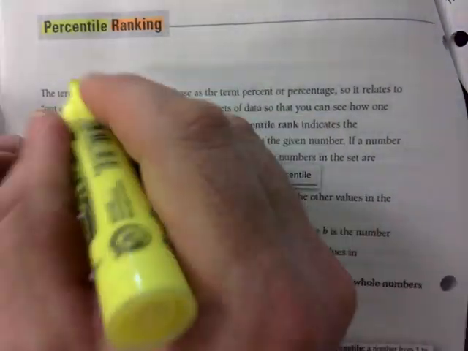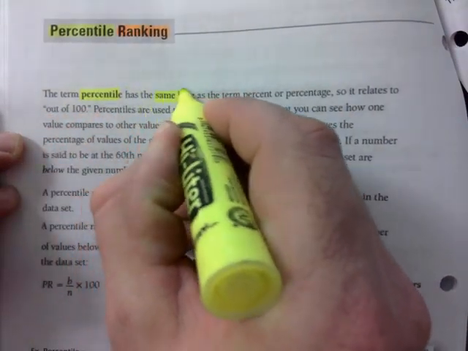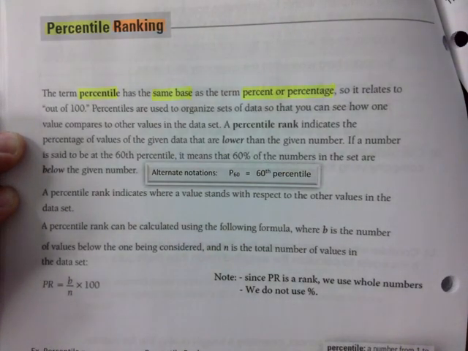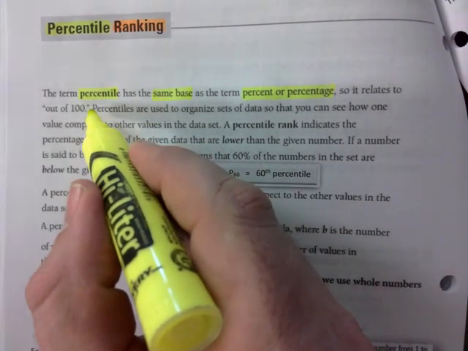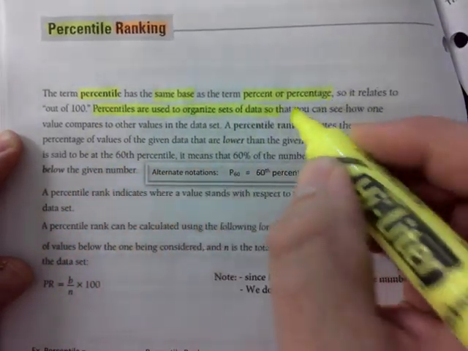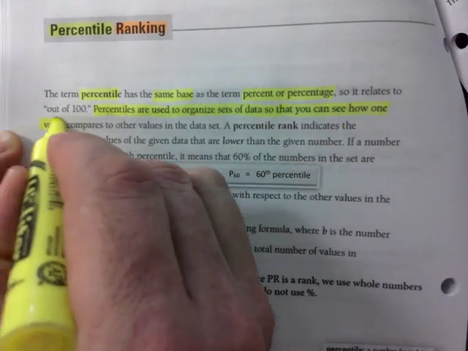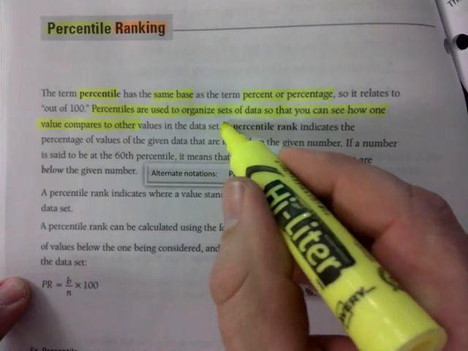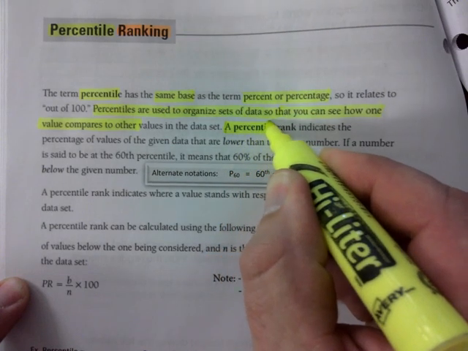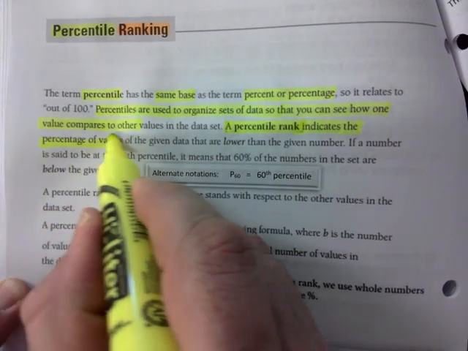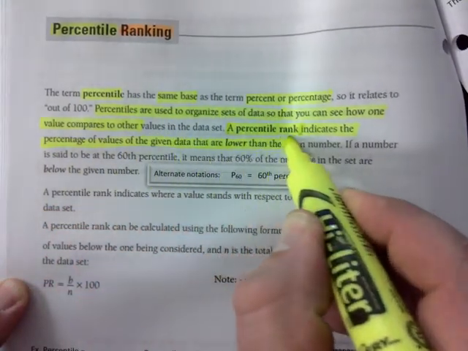Here it is. The term percentile is the same base as percent or percentage. Here's what Caleb was referring to. Percentiles are used to organize sets of data so you can see how one value compares to the other. And then here, percentile rank indicates the percentage of values of the given data that are lower than a given number.